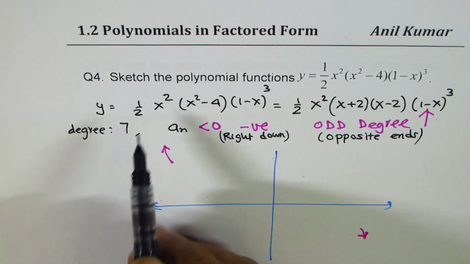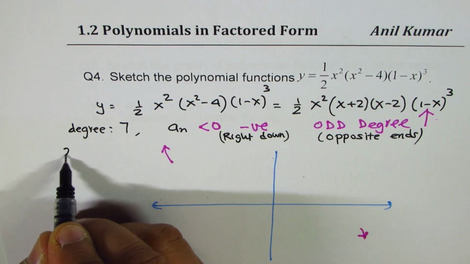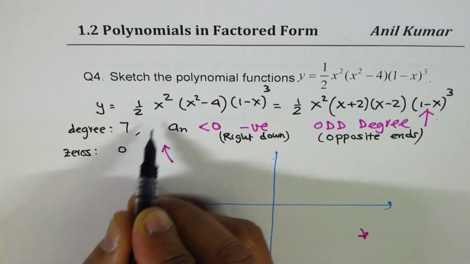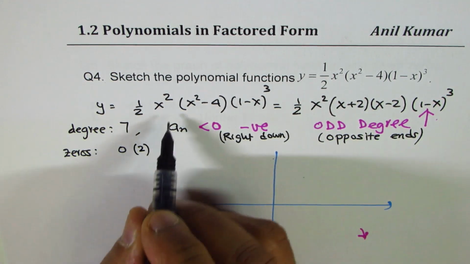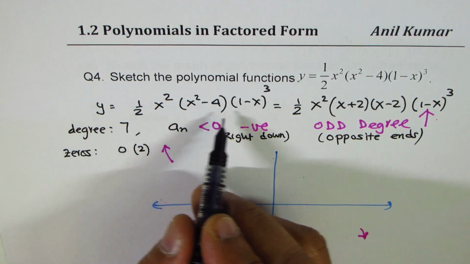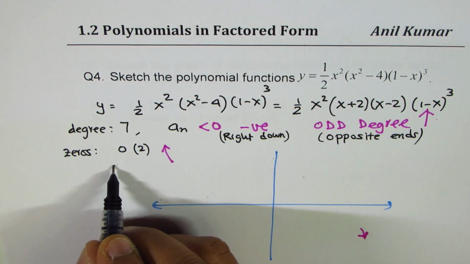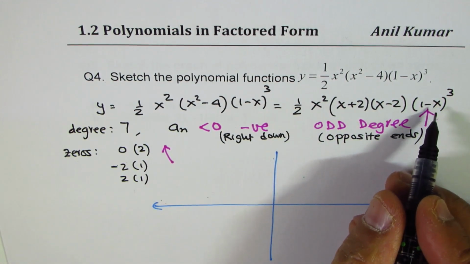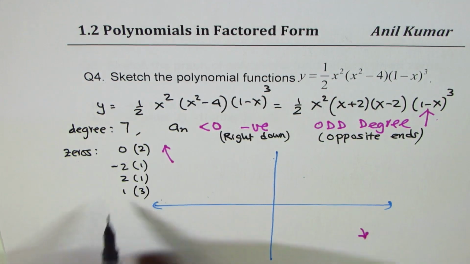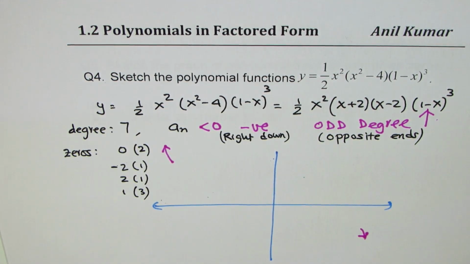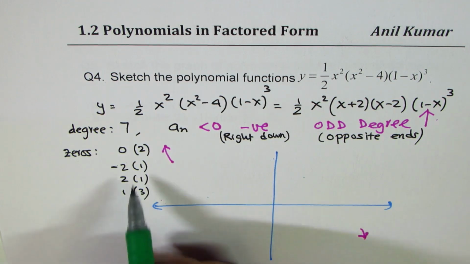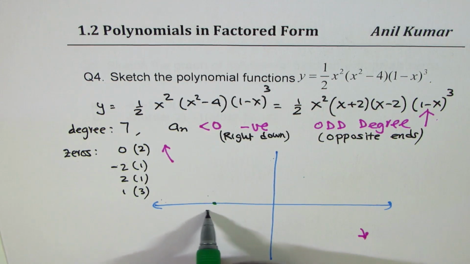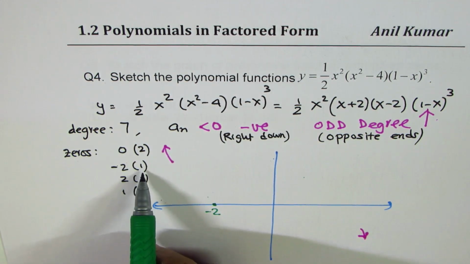Now, we'll again write down all our zeros. So let's write down zeros now. So what are the zeros for us? At 0, the order is 2, so I'm writing in brackets at x equals 0, order 2. Then we have linear zeros at minus 2, order 1, at plus 2, order 1, and at 1, order is 3. So these are the zeros. Perfect. So let's show them here. So we have a zero at minus 2. So negative 2 is here, let's say, which is linear.